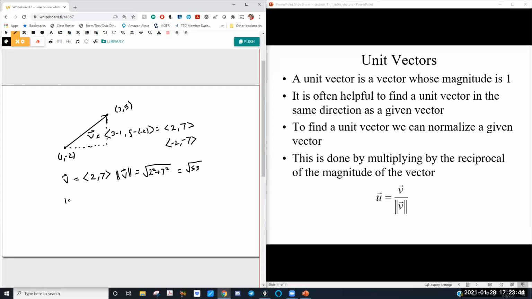So a unit vector that points in the same direction is basically 1 over square root of 53, so 1 over the magnitude, times the vector 2, 7. This part here guarantees me that it's the same direction. This guarantees me that the magnitude is 1.